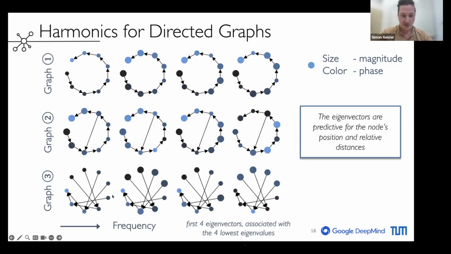Of course, this also works for trees, and we give a couple more examples in the paper, just to convince you that whatever this is yielding, those eigenvectors are somewhat useful to predict the node's position and the relative distances. After all, that's what positional encodings should do, in my opinion.